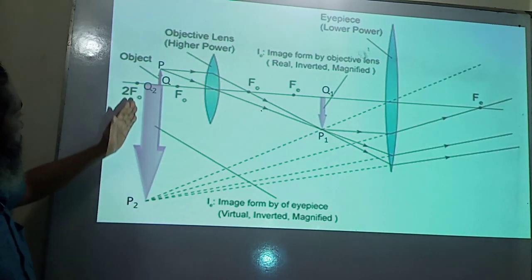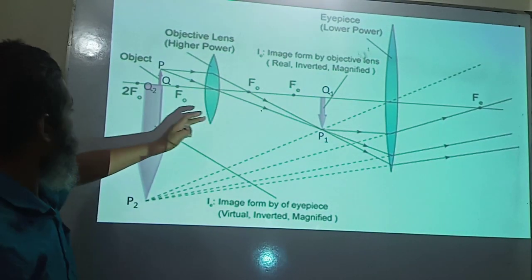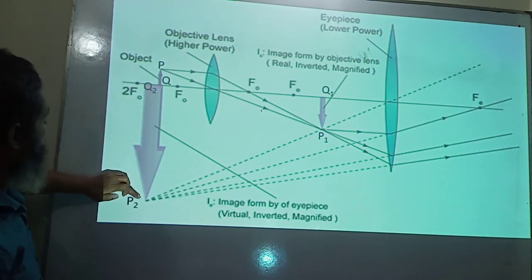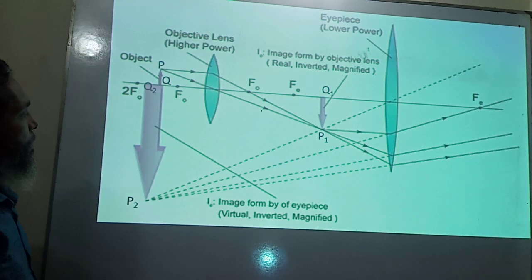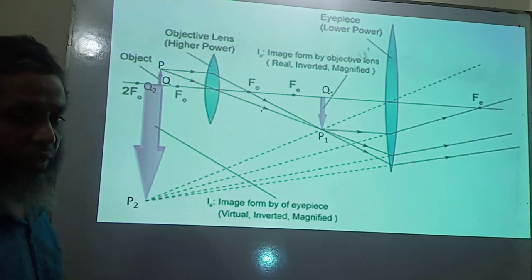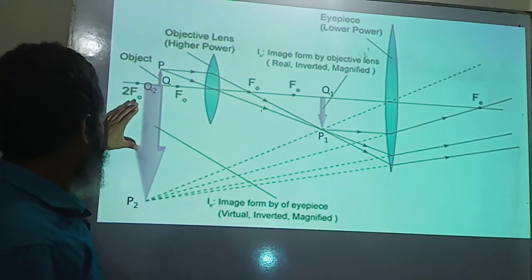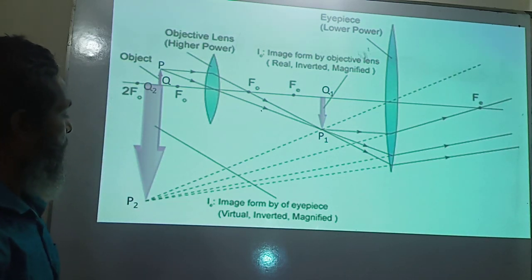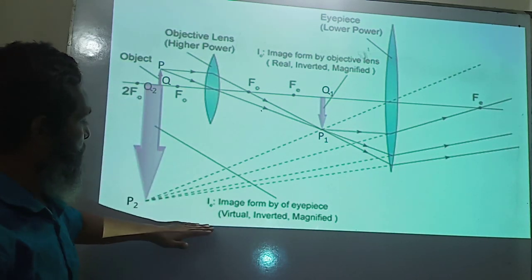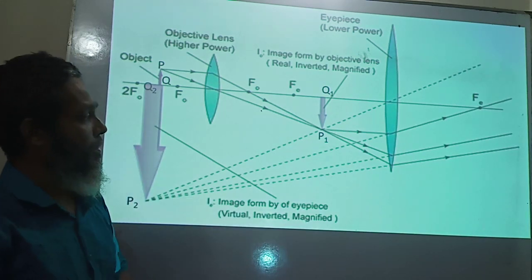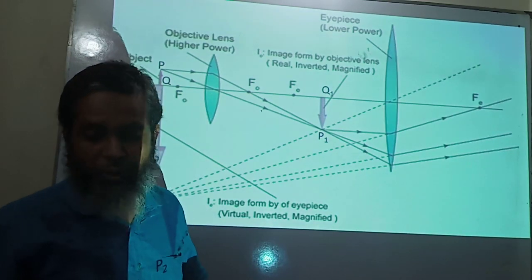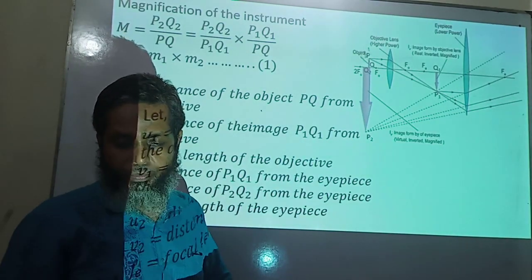And if we draw the perpendicular on the principal axis, then here P2Q2 is the virtual image of the object PQ. This is the final image and the final extended image. This image is virtual, inverted and magnified. So let us see the expression for the magnification in this case.